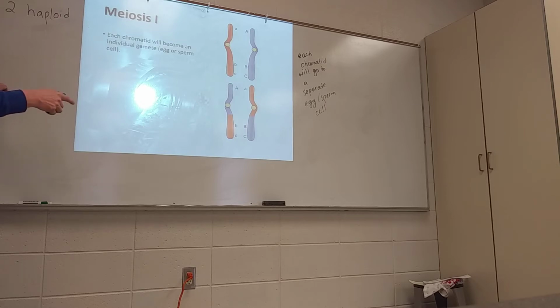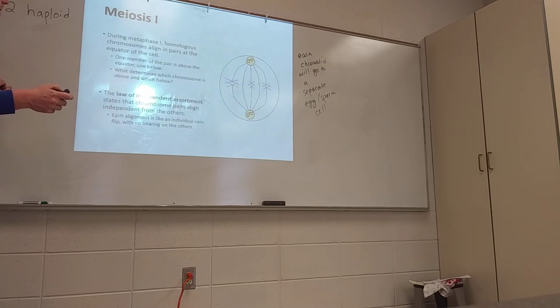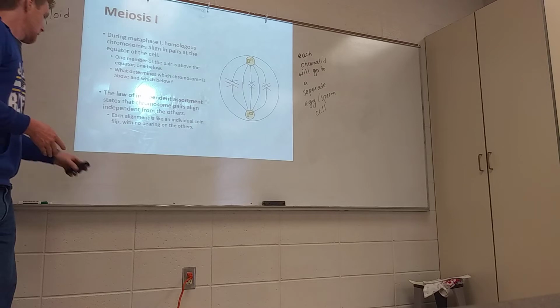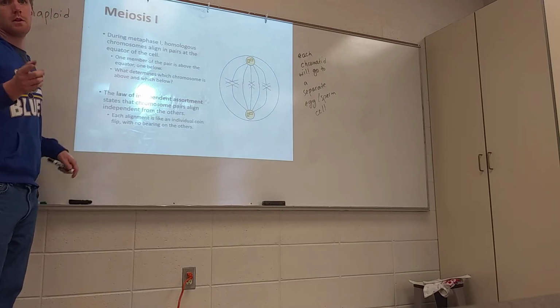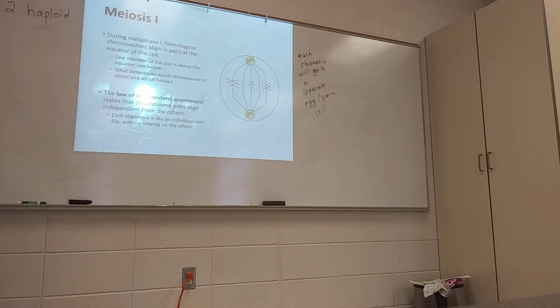So each chromatid will become a separate gamete, thus crossing over produces gametes with a new combination of genes and chromosomes that include snippets from both paternal and the maternal side. So that was all happening during prophase 1.